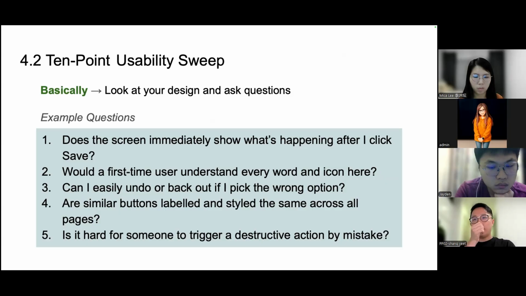For example, here I like point number 2, a very simple one. Would a first-time user understand every word and icon here? Because sometimes when developers build things, they forget about the layman, the people who don't understand coding, who don't understand UI UX terms. So they tend to use certain designs or words that normal people like you and me maybe don't understand. So it's an important question to ask.